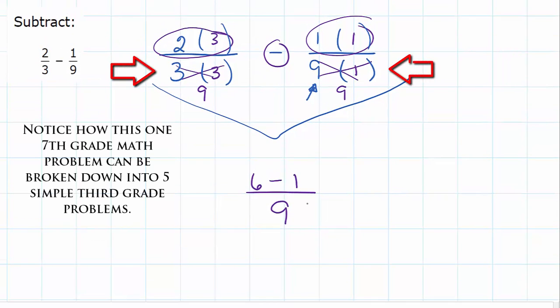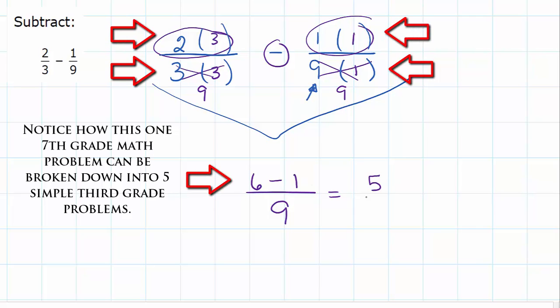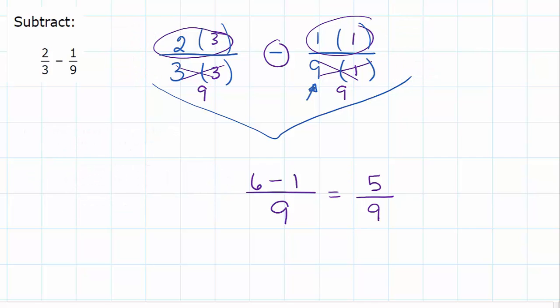And now I can simply subtract 6 minus 1, the expression that is my numerator, and keep my common denominator, so I have 5/9. And again, there's nothing that can divide into 5 and 9, so I don't have to extend my line to try to divide and reduce that fraction at all.